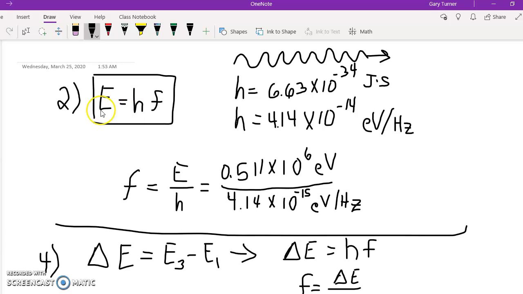Okay, so what this equation says is that if I know the frequency of a photon, a photon of light, then I can predict or calculate what its energy is. And this is the birth of quantum mechanics because of this thing right here, what we call Planck's constant.